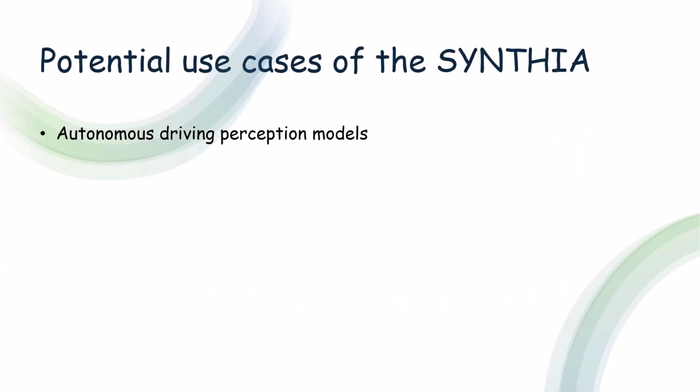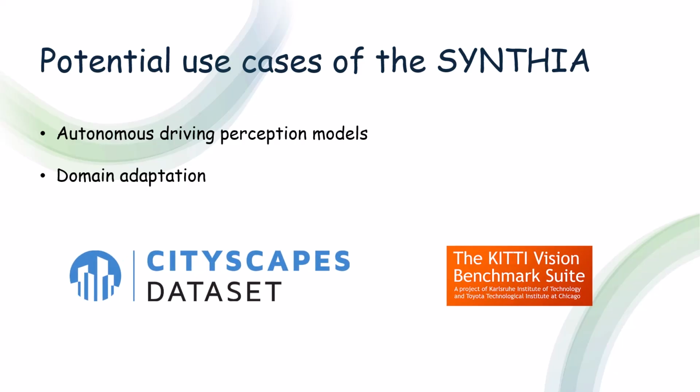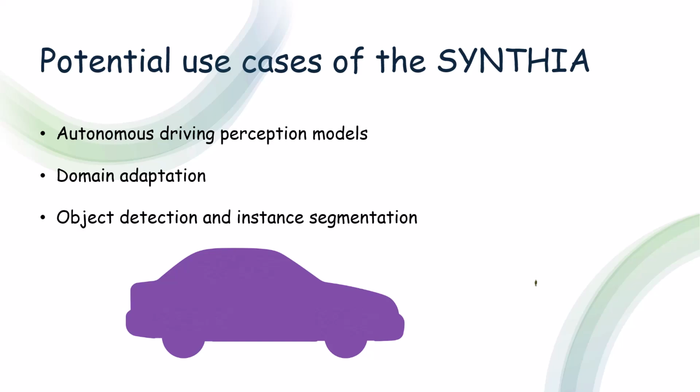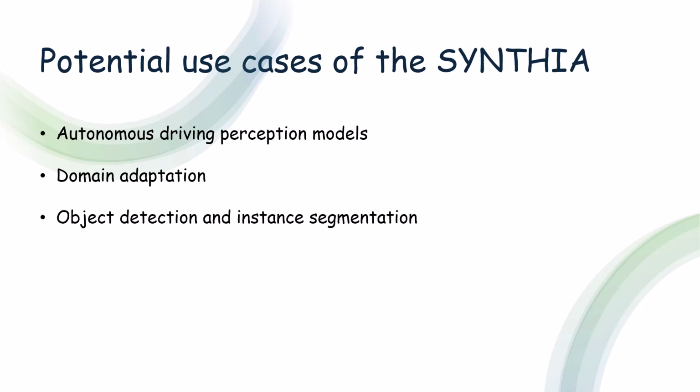Another big application is domain adaptation, or sim-to-real transfer. Since real-world data is expensive to label, SYNTHIA is used to train models in a synthetic environment, which are then adapted to real-world datasets like Cityscapes or KITTI. SYNTHIA also supports object detection and instance segmentation. While it's built for semantic segmentation, some subsets can be used to train models to detect individual objects like cars or people.